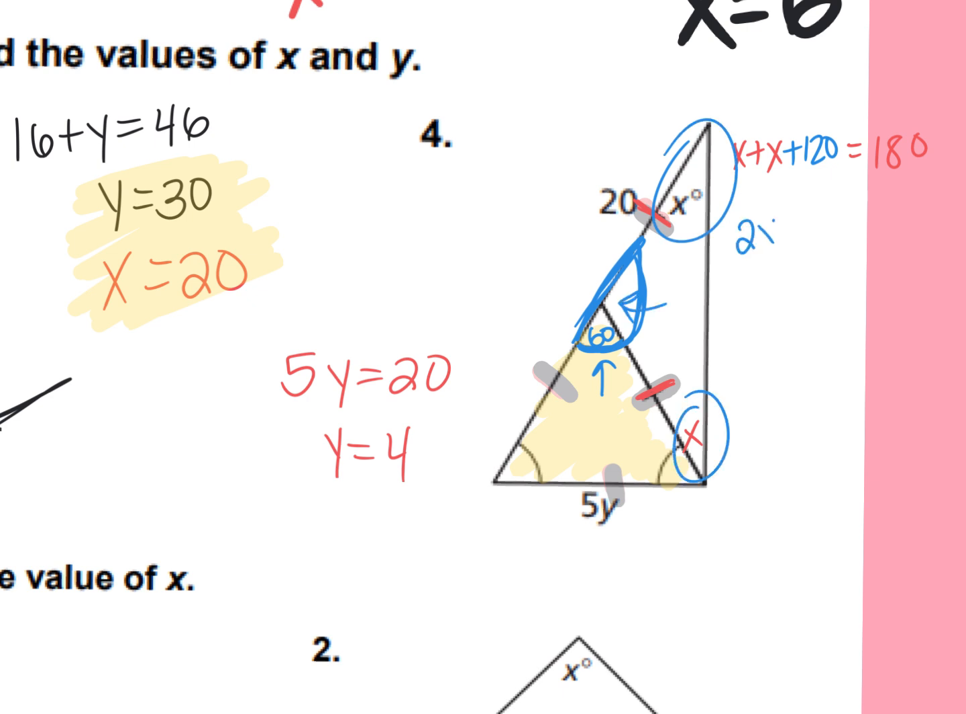So I get 2x plus 120 is equal to 180. Subtract 120 on both sides, and I get 60. Divide by 2 on both sides, and I get 30. And there we go. That is my answer. y is 4. Oops. And x is 30.